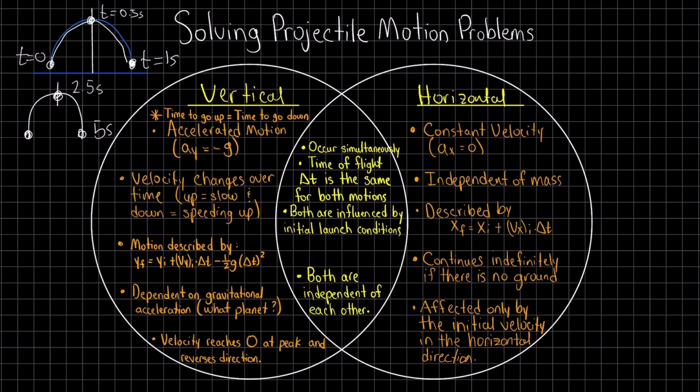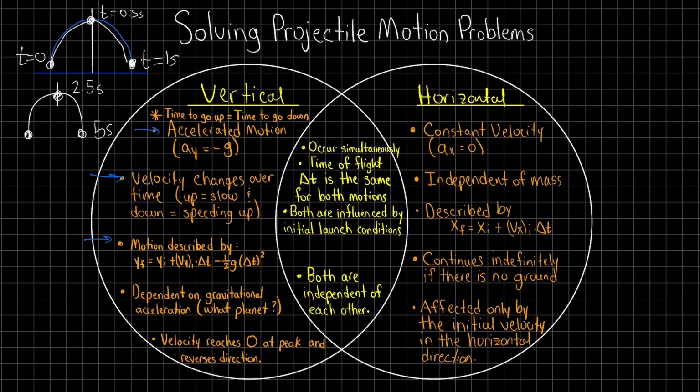Moving on, in the vertical motion, it is accelerated motion, where the acceleration is equal to negative g. In the vertical motion of a projectile, the velocity changes over time. When it's moving upward, it is slowing down. And when it's falling down, it is speeding up. The motion in the vertical direction is described by this kinematic equation.